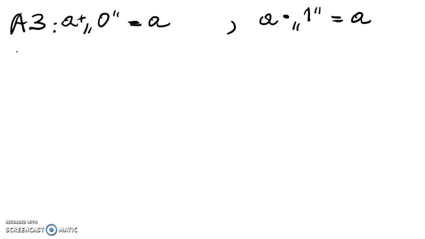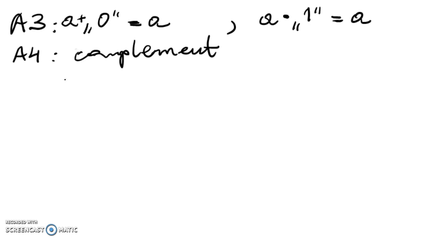Okay, they don't change: 0 doesn't change the addition result and 1 doesn't change the multiplication result. And the last one is A4, the complement. It introduces what the complement operation is. It is such an operation that the following axioms must be satisfied.